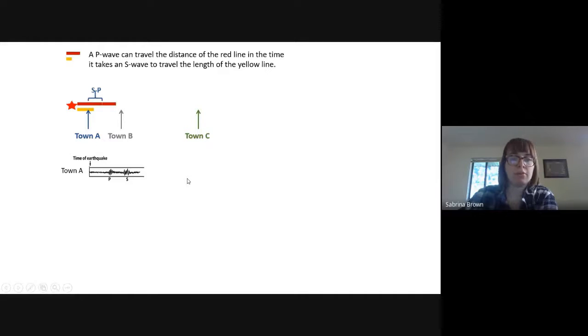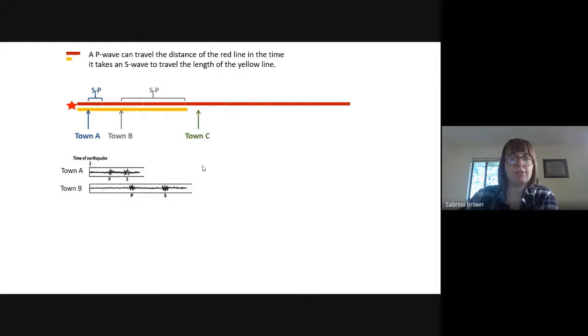And then if we keep going, we see, okay, here's where our P wave has arrived at town B. Our S wave's not there yet. Keep going until now our S wave has finally arrived. The P wave's traveled that much farther already, even though they started at the same place. So we have this longer interval before our P wave, and we have a long SP interval before our S wave arrives. And then if we keep going for town C, you can see how that distance keeps getting larger and larger.